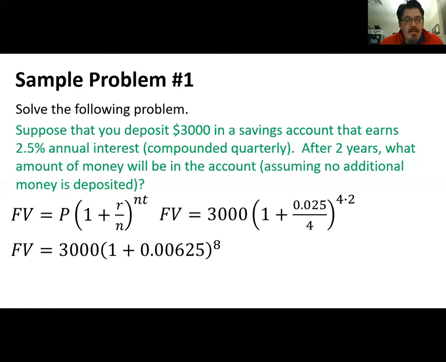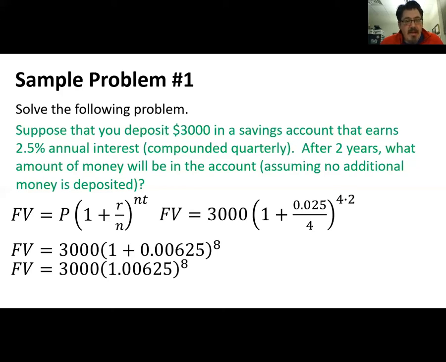And then inside the parentheses, I simplified that fraction into a decimal number by dividing 0.025 divided by 4. So that gets you 0.00625. All right, now let's continue simplifying. We want to simplify what's inside the parentheses, so I'm just going to add 1 plus that decimal. So that's all we did in that step.